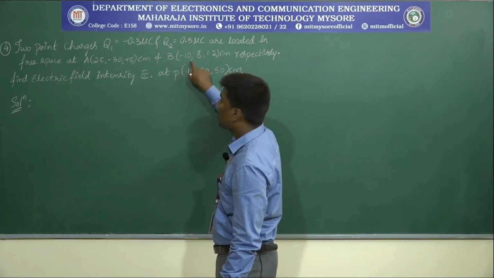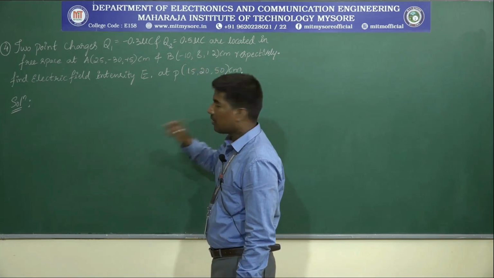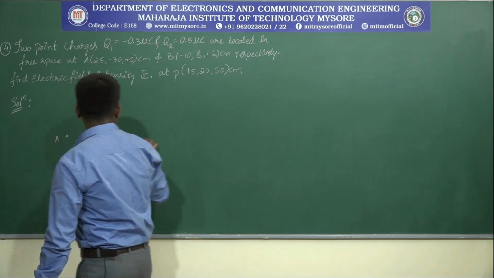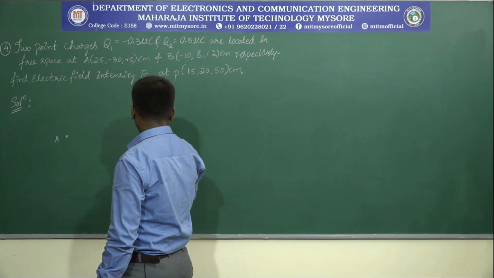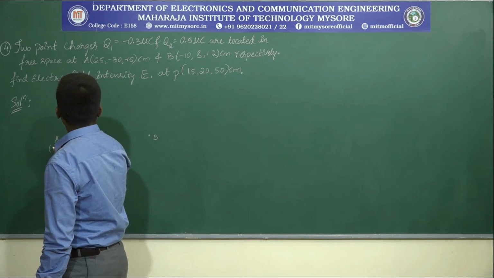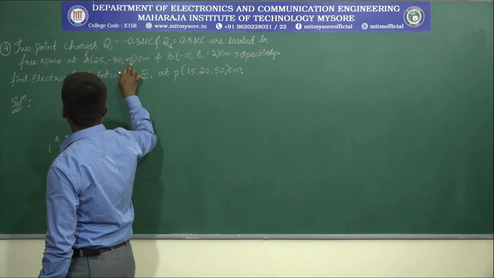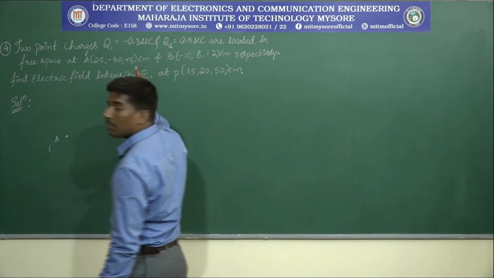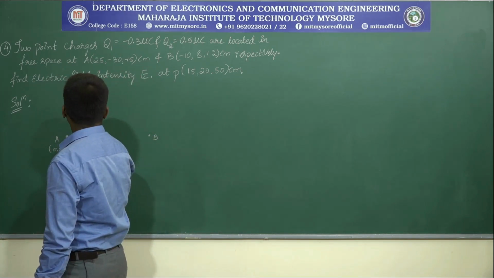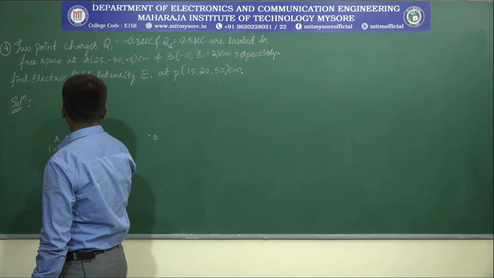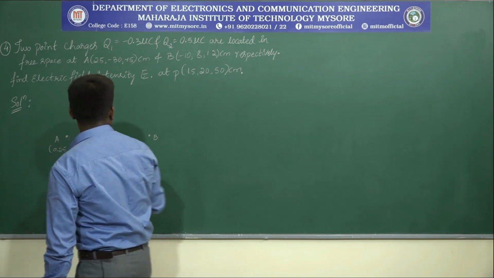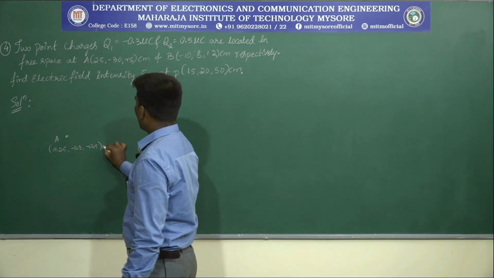We need to convert these coordinates into meters first. Okay, let us describe this problem statement. We have point A and point B. Point A is located at 25, minus 30, minus 15 centimeters. Centimeter means 10 power minus 2. Therefore, this becomes 0.25 comma minus 0.3 comma minus 0.15. This is the coordinate of this point, in terms of meters.